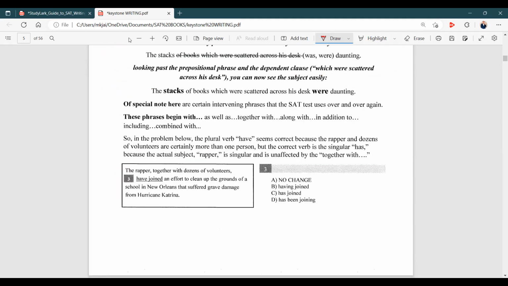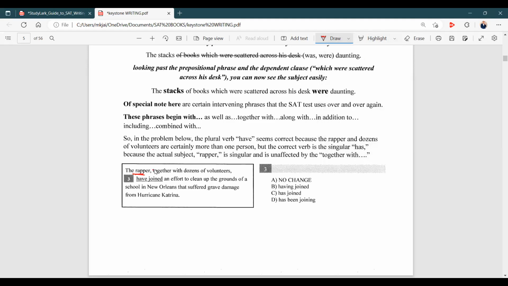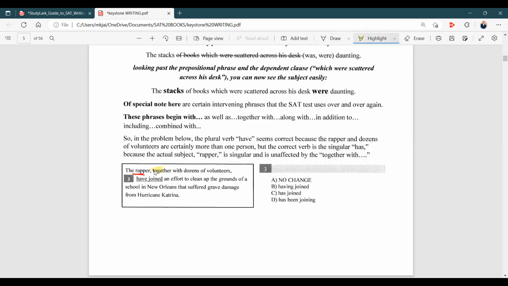Here, what is the subject? What is the subject? Yes, Muhammad Wael. The rapper. Okay. What about volunteers? Volunteers is the noun of the preposition of, and it's set off by two commas that are non-essential. That's what he referred to as an interrupter.